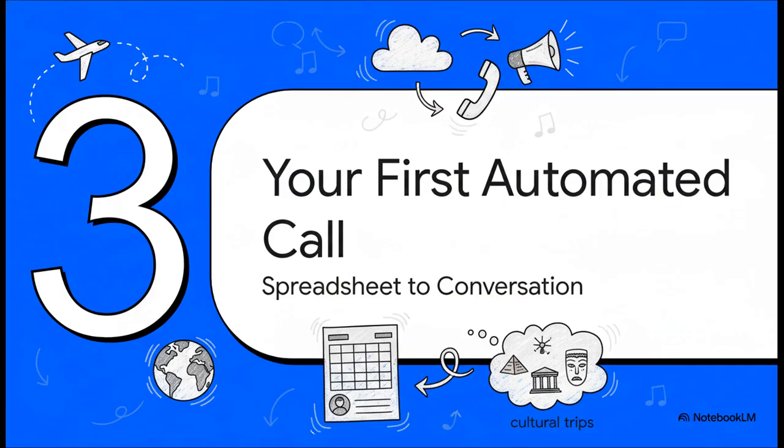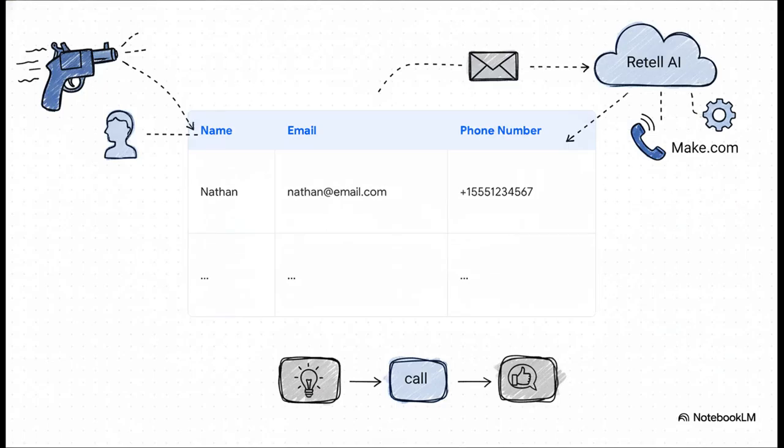All right, with the connection made, let's actually build our first automated call. We'll use a real-world example. Let's say there's a travel agency, we'll call it Nomadica, and they want to instantly follow up with new leads who've shown interest in their awesome cultural trips. Now this agency, they capture all their new leads in a simple Google Sheet, just like this one. It's got the lead's name, their email, and of course their phone number. This simple spreadsheet is going to be the starting pistol for our entire automation.